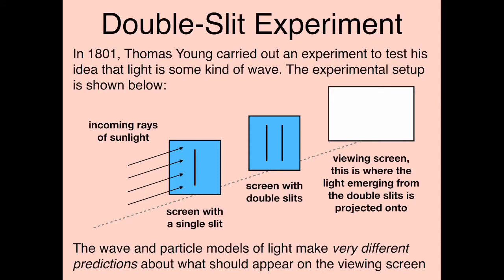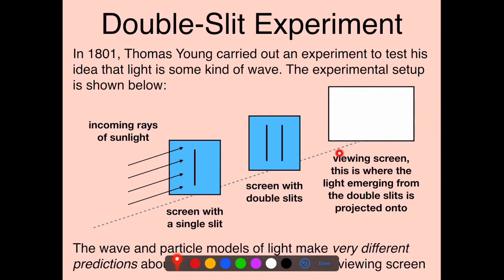So here's the experimental setup. First, we have rays of sunlight coming in, and those rays of sunlight go through a very narrow slit in the first screen shown here. So first, we have a screen with a single narrow slit that the rays of sunlight will go through. Then next, we have a screen with 2 narrow slits. So this is what we call our double-slit screen. And the rays of sunlight, after going through the single slit, will go through the double slits. And then after that, the light will be projected onto a viewing screen.